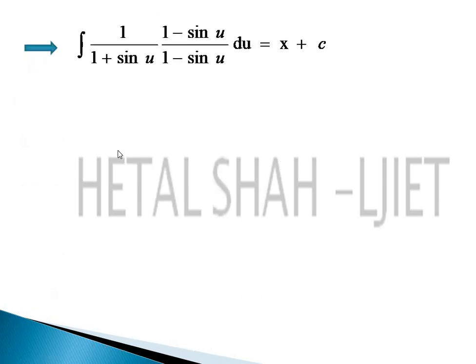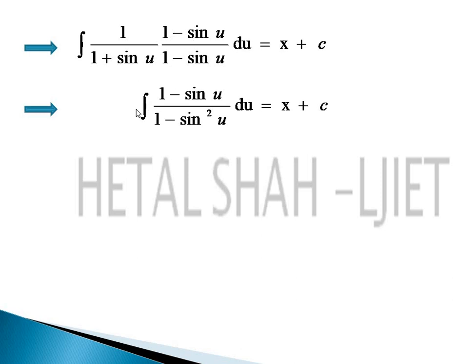So the integration of du upon 1 plus sin u is equal to the integration of dx plus c. Now for the integration of 1 upon 1 plus sin u, we multiply by 1 minus sin u upon 1 minus sin u into du, which is equal to x plus c. Now the integration of 1 minus sin u upon 1 minus sin square u du is equal to x plus c. Here this x is the integration of 1 with respect to dx. Now 1 minus sin square u is cos square u.